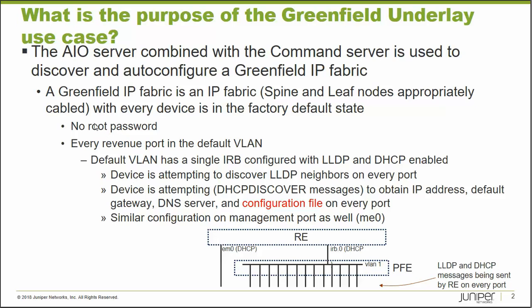The device will have no root password, and every revenue port will be in the default VLAN. In the default VLAN, there will be a single IRB configured, and that's what I'm trying to show you down here. Here's a typical QFX that has a routing engine. It's got a packet forwarding engine. It's got a management port configured for DHCP to obtain its IP address. There's an IRB interface. This is not exactly what it looks like, but this is a simplified version.